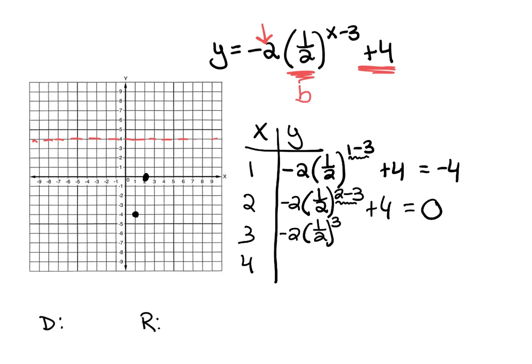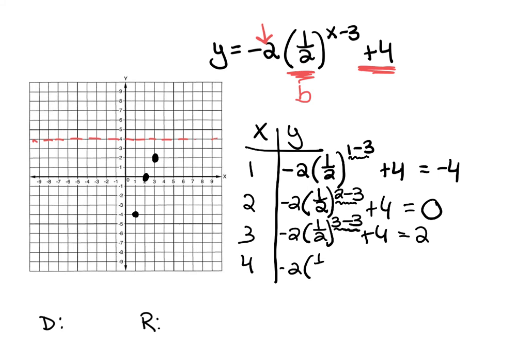Okay, plugging in 3. This one's easy because I have 3 minus 3 in my exponent. So this is 0. 1/2 to the power of 0 is 1, times -2 is -2, plus 4 is 2. And that's probably good, but here's one more.